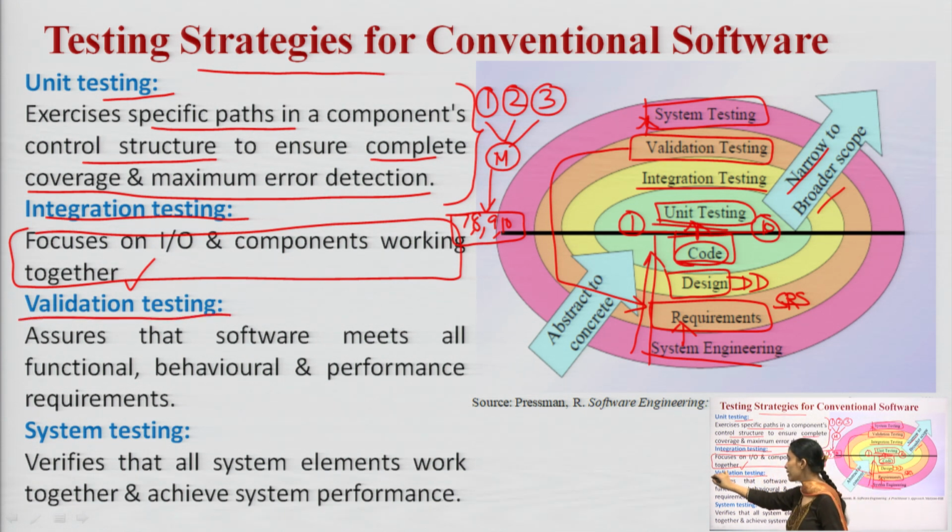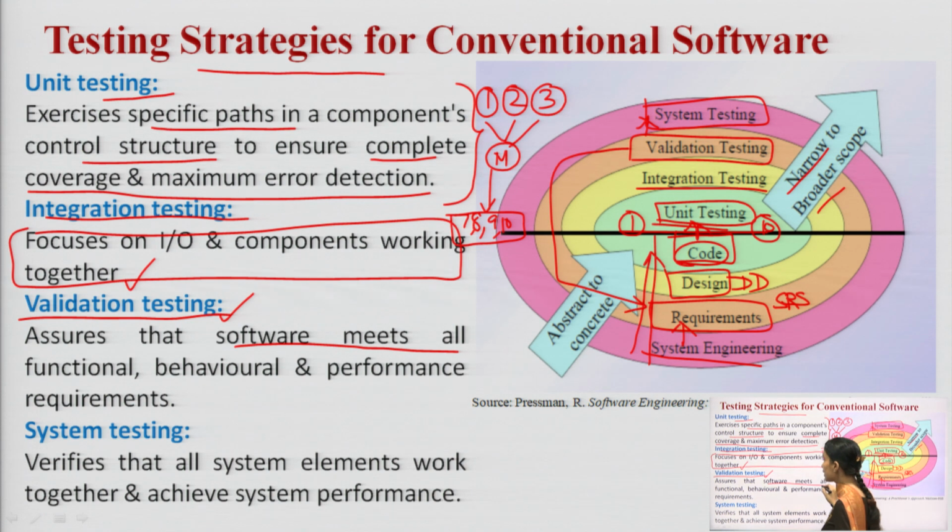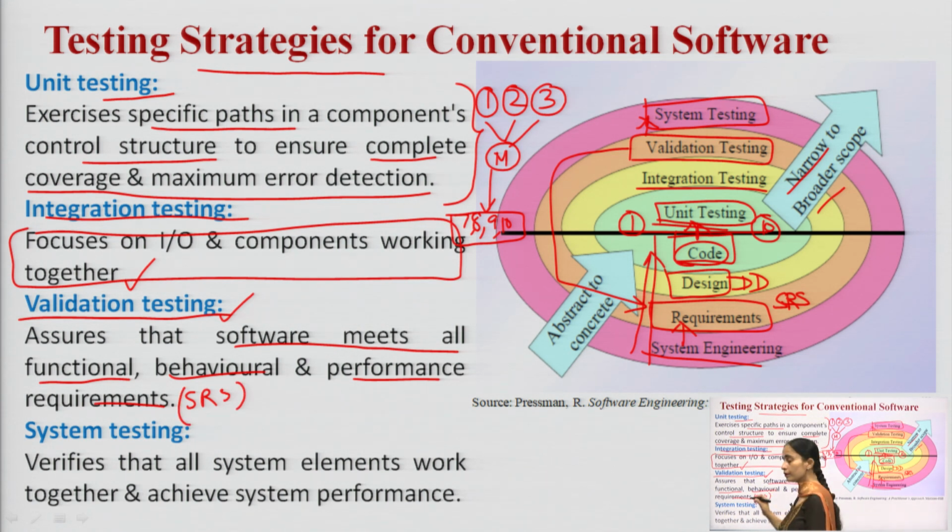Then the third kind is my validation testing. Validation, as I said, I will be checking whether my written software is meeting the requirements written in the SRS, meaning is my software behaving properly, functional, behavioral and performance, is it giving what is written in my SRS or not? If the answer is no in some manner, it will be changed accordingly and then integration will again happen and they will be unit tested again.